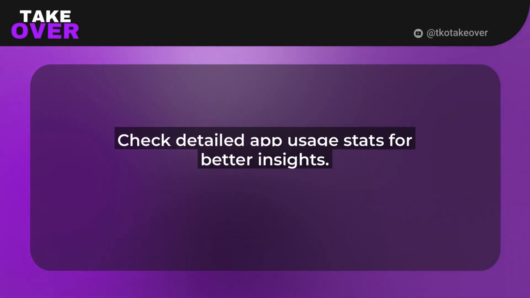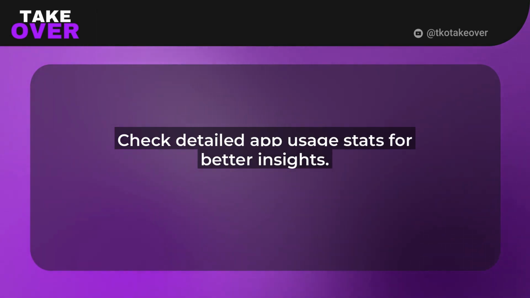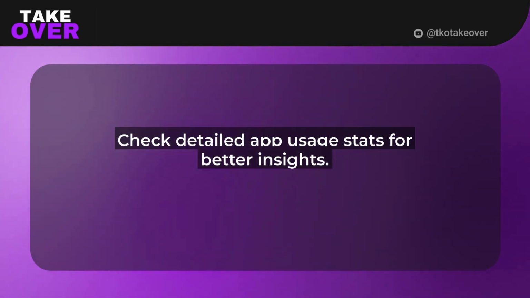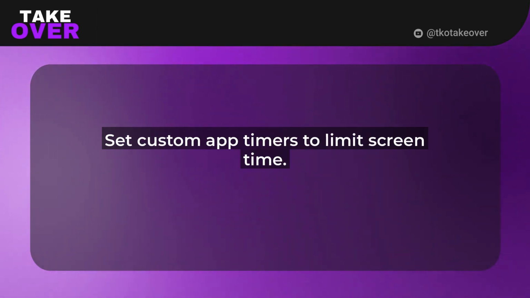It breaks down usage by app, so you can spot if you're spending too much time on social media or games. Pretty eye-opening, right? If you want more details, just tap on any app to see a timeline of your activity. One cool feature in 2025 is the ability to set custom limits.